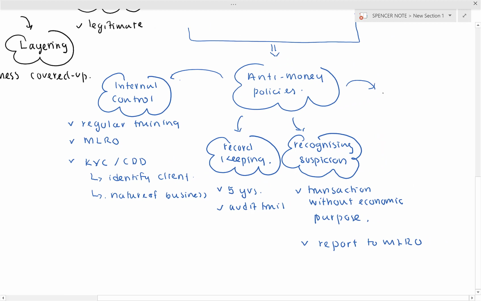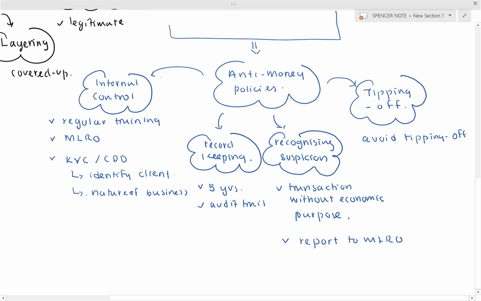Finally, tipping off. Members must be reminded about their duty to avoid tipping off any client on a money laundering report that is made against them. So basically, these are the anti-money laundering policies and procedures by ACCA. That's all for this Revise With Me video.